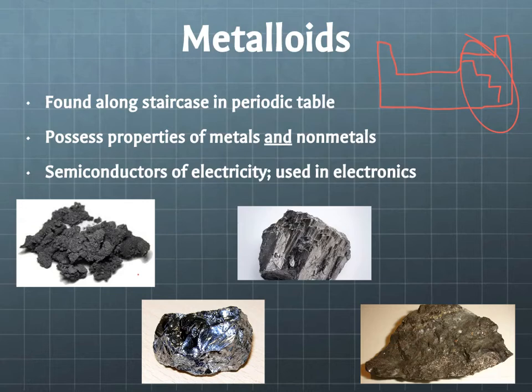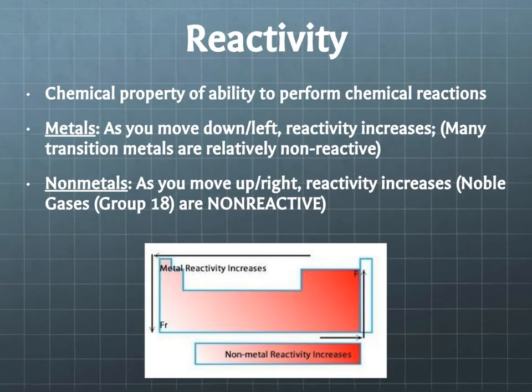So this first one here is boron. This one over on the right is arsenic. We have antimony, which is Sb, and this is polonium. So they all have similar characteristics, ish. They're able to conduct electricity, and you're able to actually shut their conductivity on and off, which is why they're called semiconductors, and they're used in electronics.